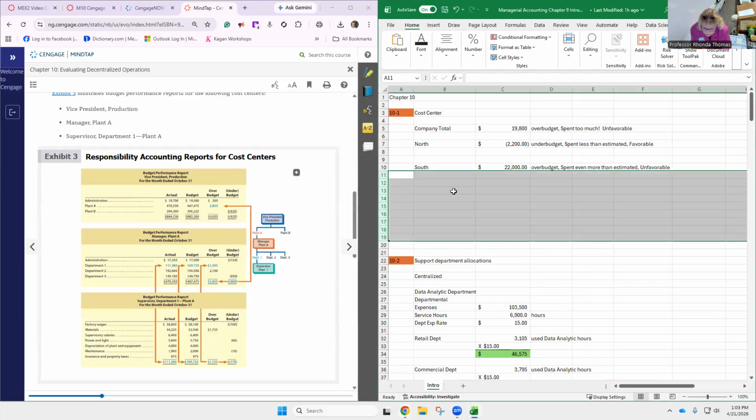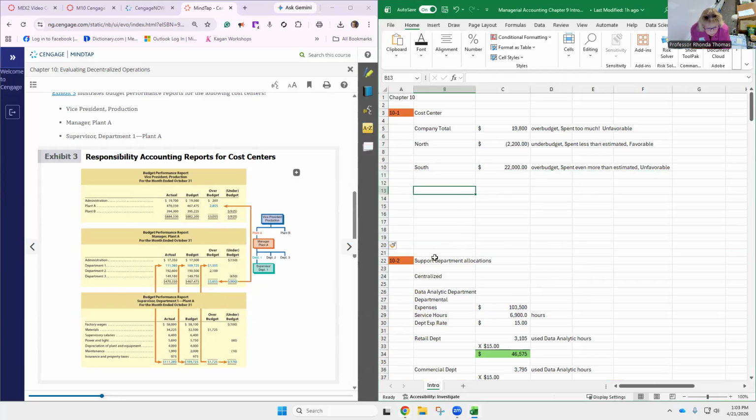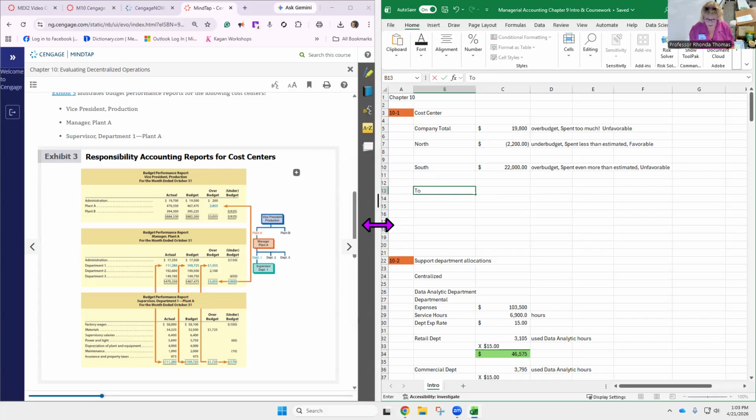Okay, so let's do administration. Administration tends to be the total. Nope, we're just going to go with total. All right, total company. I know I've got some information up above, but I want to try to put it the way that the book does. Okay, and now we're going to look at two divisions, a north and a south division.